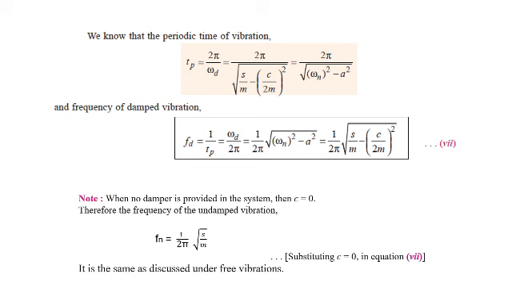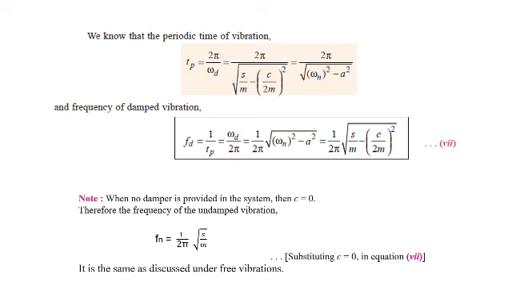And frequency of damped vibration is fd is equal to 1 upon time period, is equal to 1 upon twice pi square root omega n square minus a square. Remember this formula for frequency of damped vibration with damper. fd is equal to 1 upon twice pi square root omega n square minus a square.